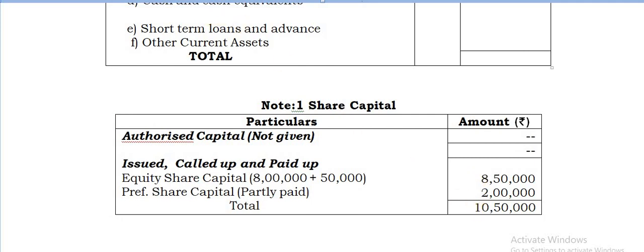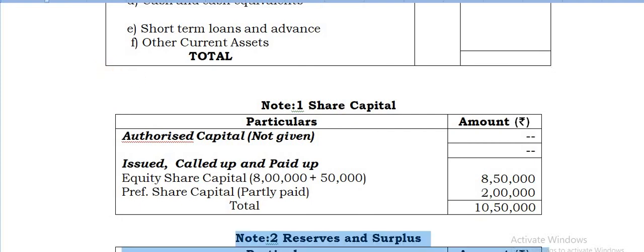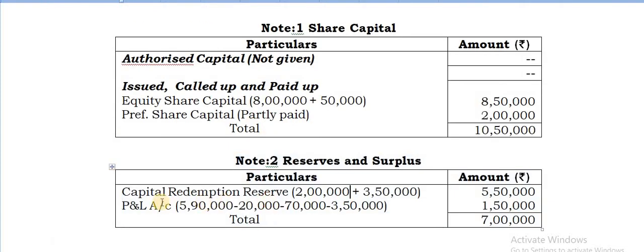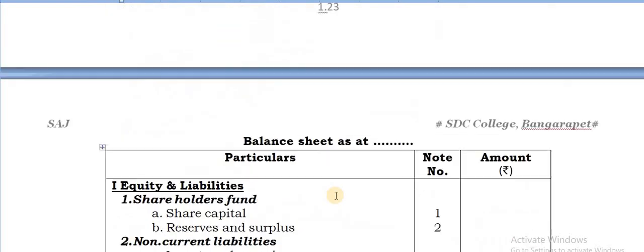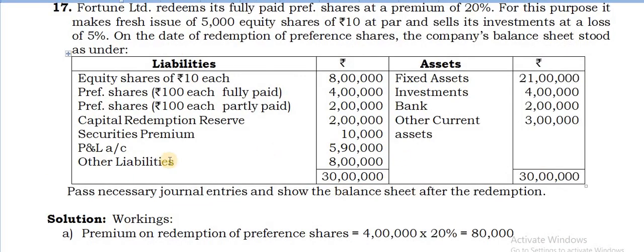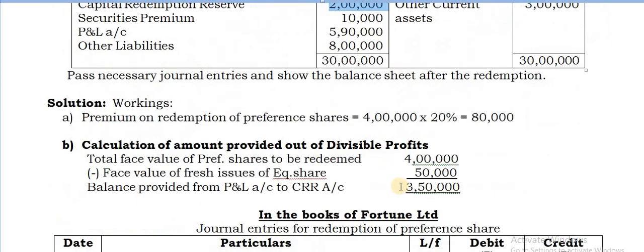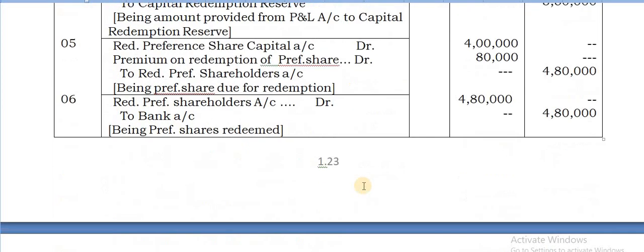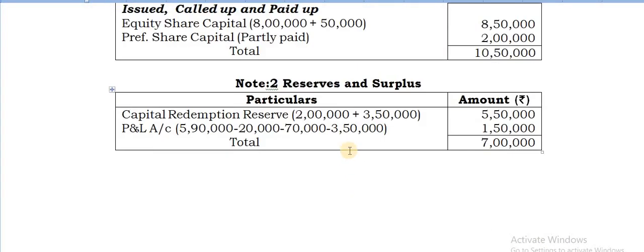After that, next you can go for the second note, capital redemption reserve. Already there is 2 lakhs worth of capital redemption reserve existing, you can see in the balance sheet. So this is the capital redemption reserve, 2 lakhs is there. Along with that, 3 lakh 50,000 is being transferred newly. So these two amounts together, you can take 5 lakh 50,000.